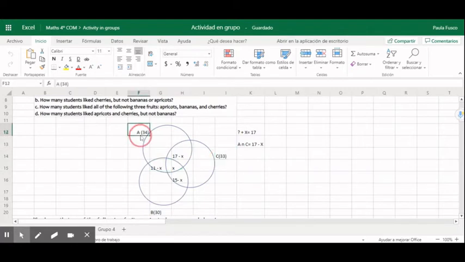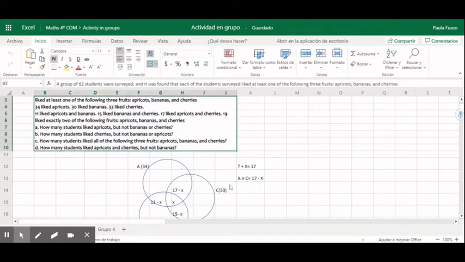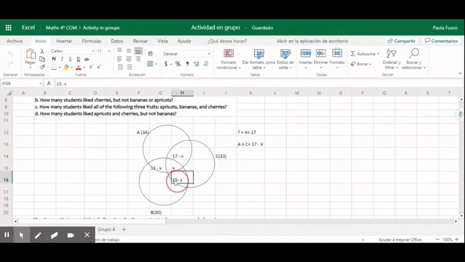What about apricots and cherries? Here it says that 17 liked apricots and cherries. So 17 minus x. And then we have the students who liked bananas and cherries are 15. So in the intersection, we write 15 minus x. But what about this, the value of this x?